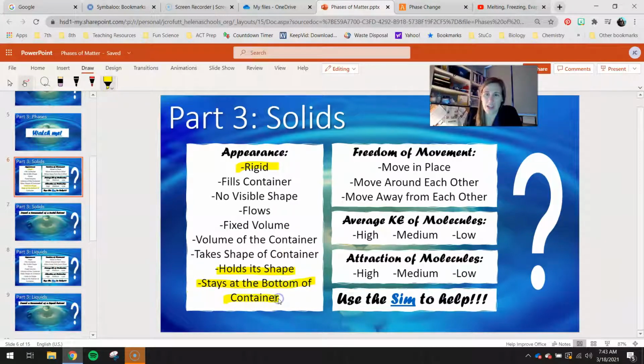Just because I circled this one for solid doesn't mean I might not use it again in the case of a liquid. We also know it has a fixed volume. And that should be it.